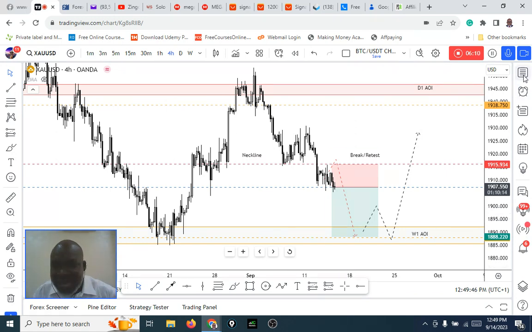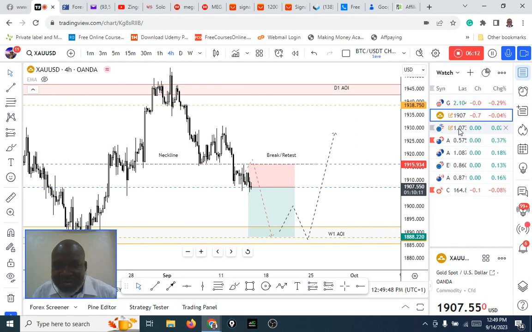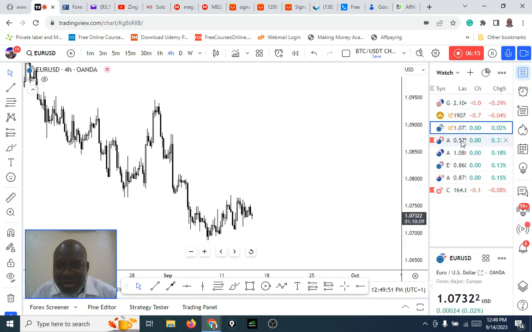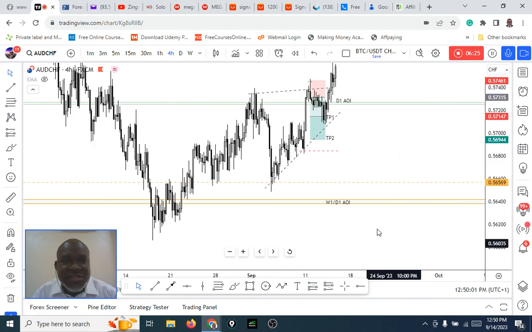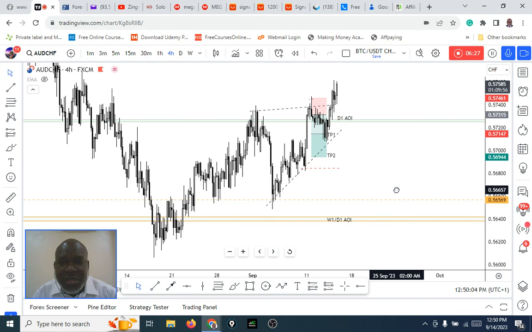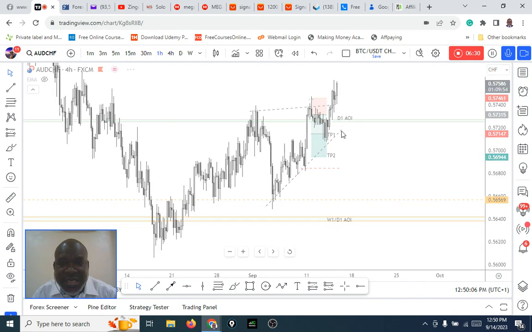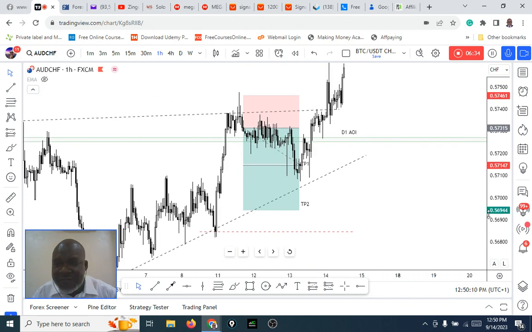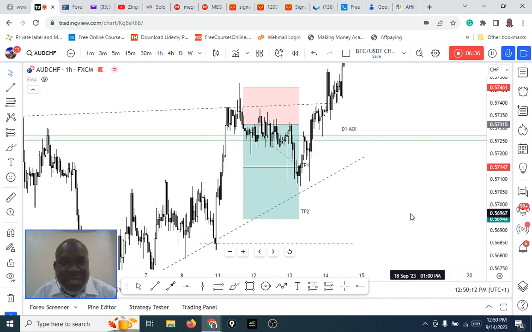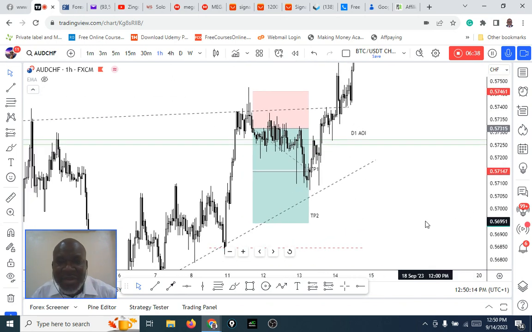Okay, let's look at the other trade setup we have here. The other trade setup is on the AUD CHF. Now, this trade setup is on the H4, or is it? Let me see. I think it's on the H1. Okay, it's on the hourly time frame. The entry is on the hourly time frame. So, guys, clearly this market hit our take profit one.